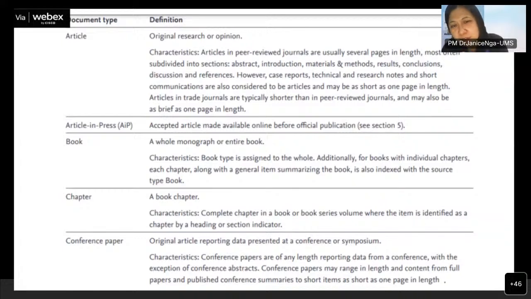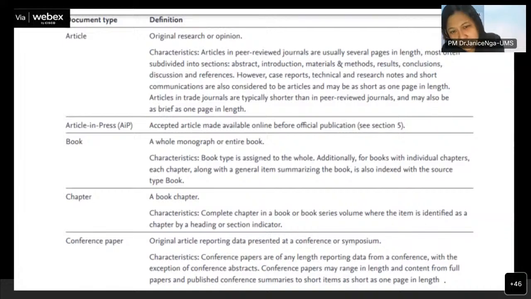So articles in trade journals are typically shorter than in peer review journals and may be as brief as one page long and so on, okay? So that is a publisher article. Article in press are those articles accepted and made available online before the official publication.